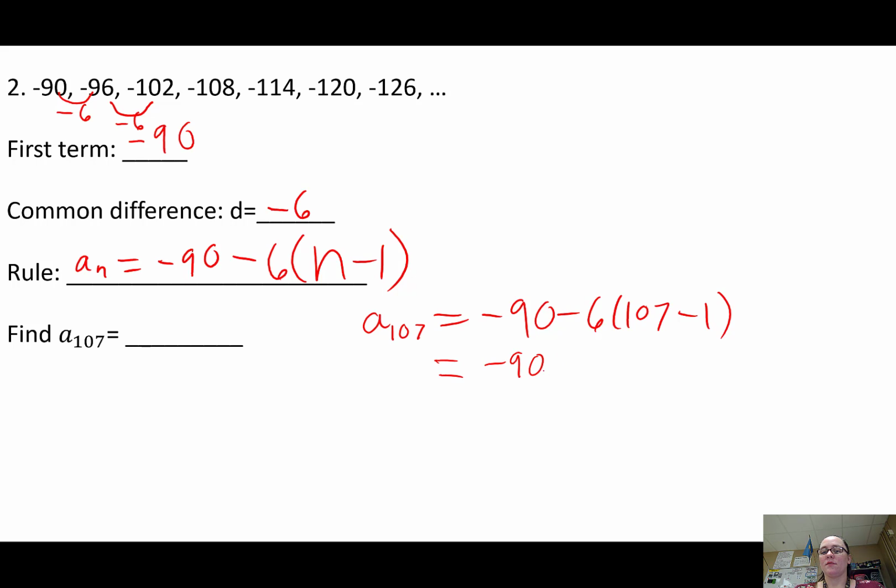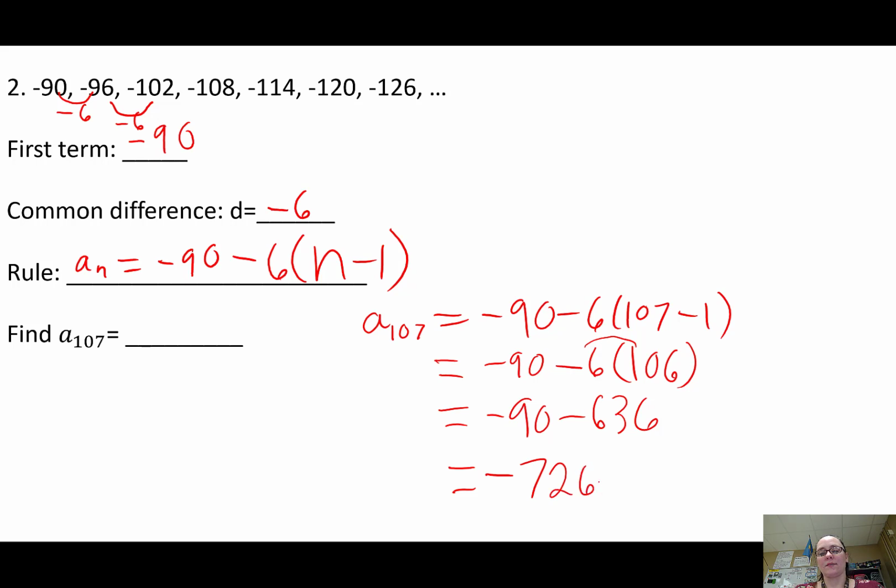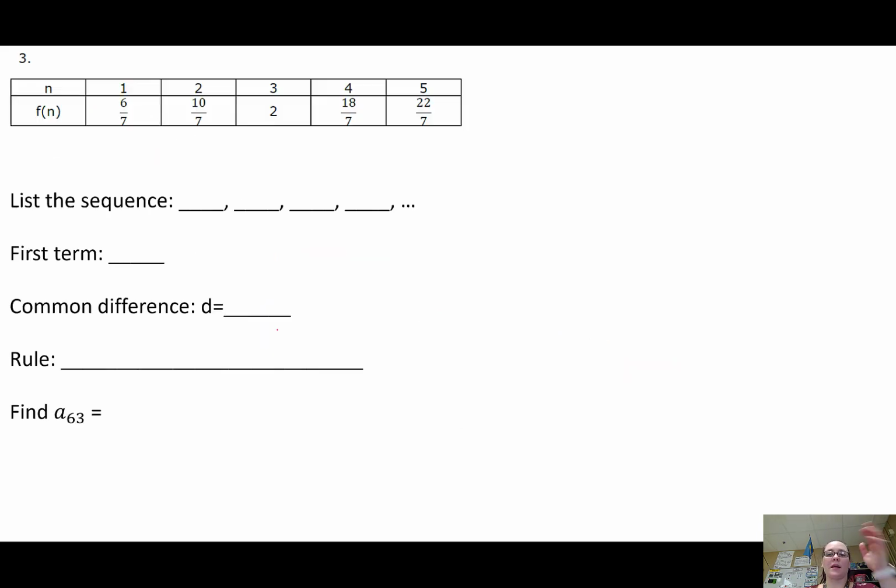So negative 90 minus 6 times, well, 107 minus 1 is 106. Then we're going to multiply, so we get negative 90 minus 636. And then negative 90 minus that gives me negative 726. So my 107th term is negative 726. Pretty straightforward, right? All right, let's look at the next one.